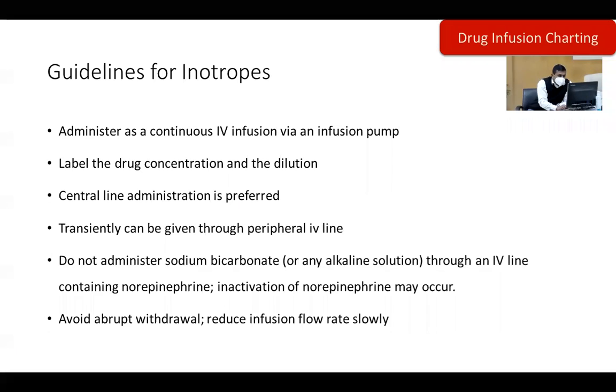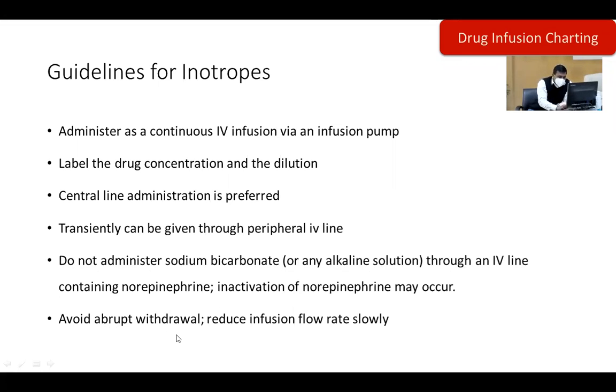And let's move ahead. So guidelines for inotropes: administer as continuous IV infusion via an infusion pump. Try not to give through a peripheral line unless and until it is very emergent. Label the drug concentration, as sister already explained. Central line administration is preferred. Transiently it can be given through a peripheral line, only transiently. Do not administer sodium bicarbonate or any kind of alkaline solution through that IV line. Avoid abrupt withdrawal.